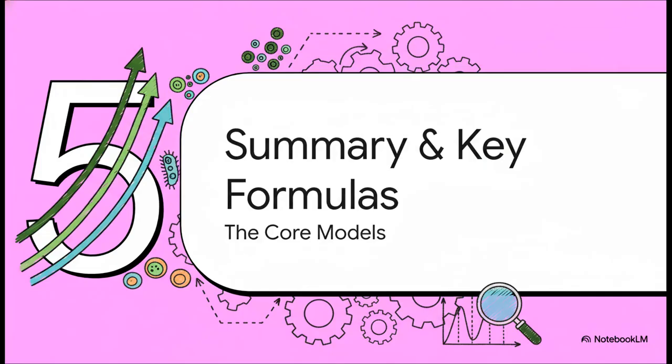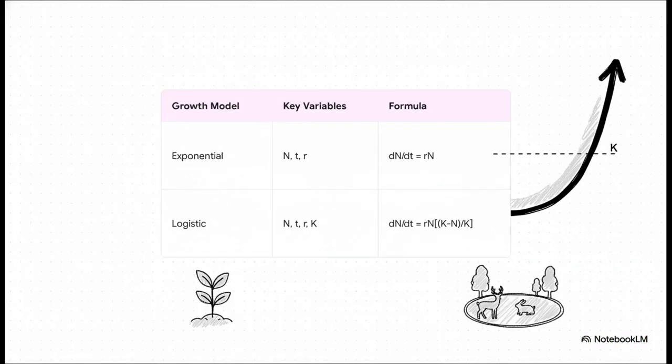Okay, let's bring it all home. We're going to do a quick wrap-up of the two main mathematical models we've talked about, because these are really the foundation for understanding how populations work. Here they are, the heavy hitters, side by side. You've got the exponential growth formula, driven by that intrinsic rate r, which gives you the J-curve. And you've got the logistic growth formula, which adds the all-important variable K, the carrying capacity, to give us that much more realistic S-curve. These two formulas, they're the essential toolkit.